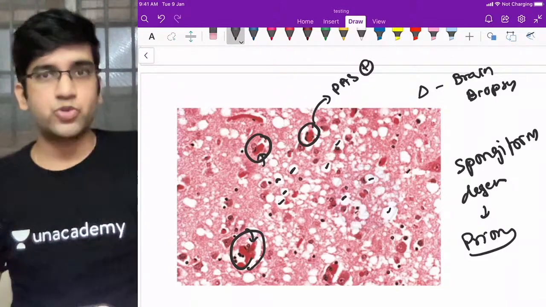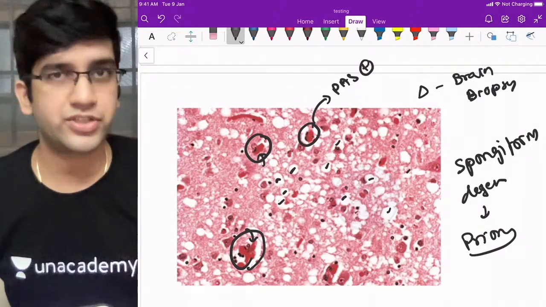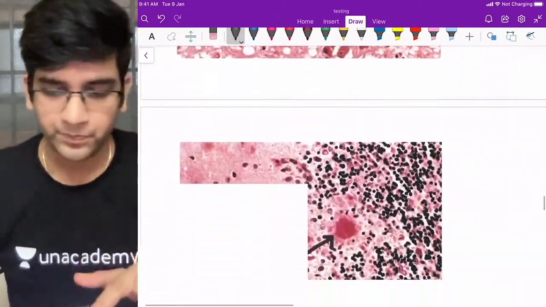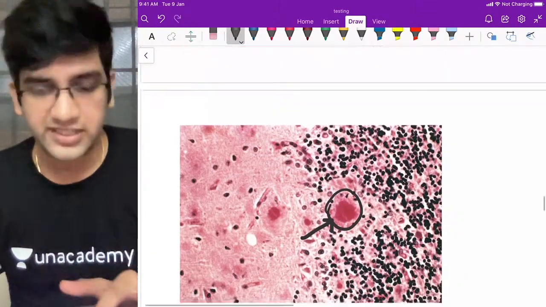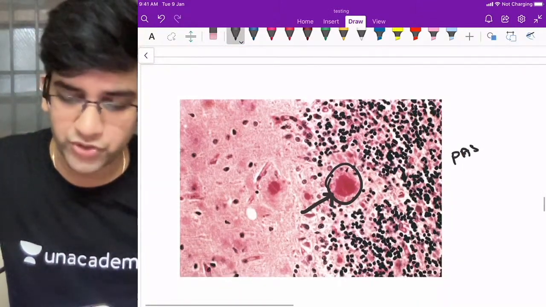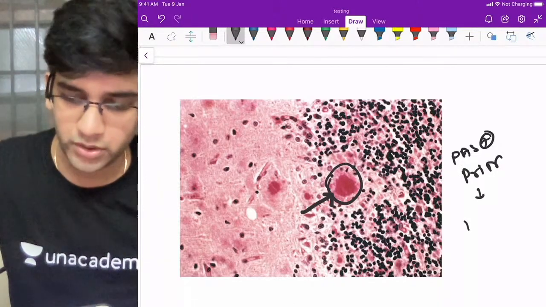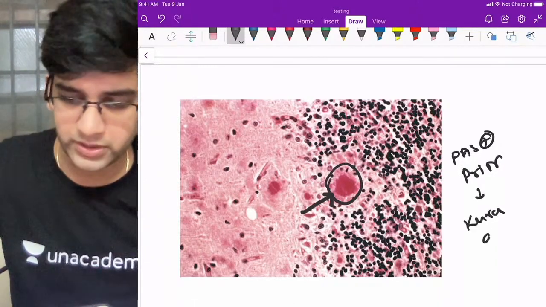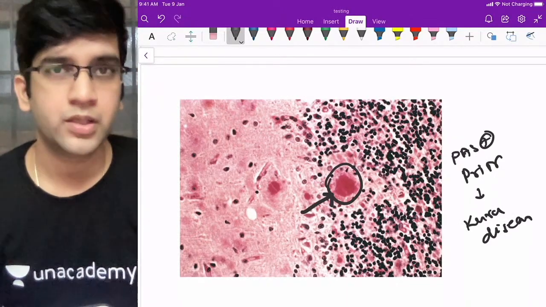So don't go with the microscopy alone. If I have lots of spongiform changes, the first diagnosis I have to rule out is prion disease, okay? This is the same thing you called a Negri body. This is a PAS positive prion inclusion seen in Creutzfeldt-Jakob disease. This is from Robbins. Okay. Again, biopsy is a must for prions.